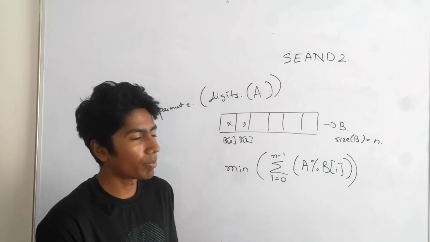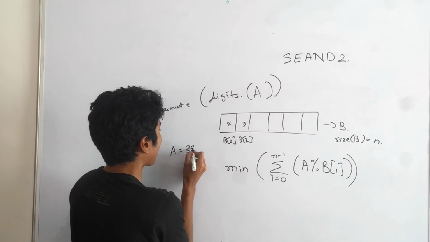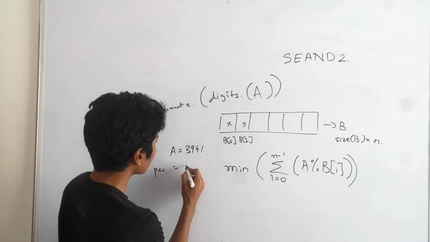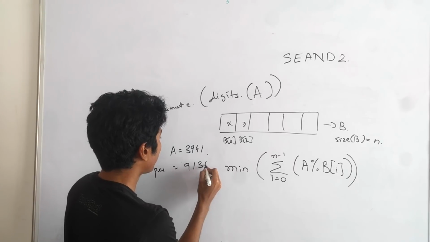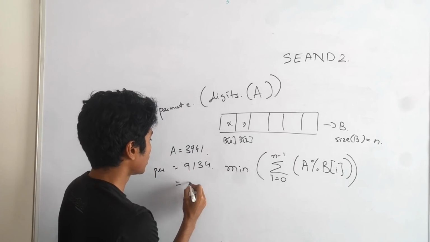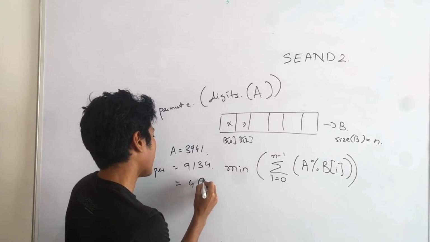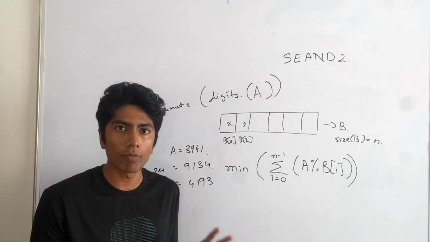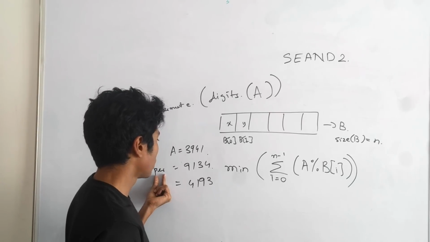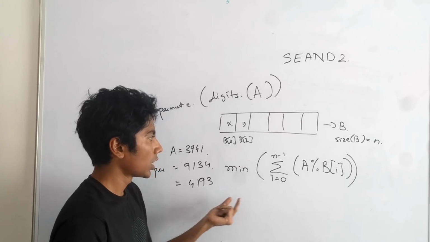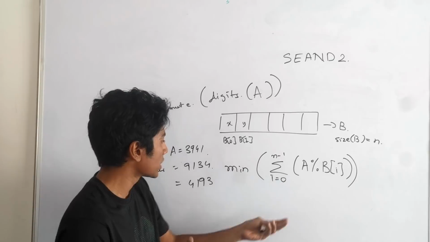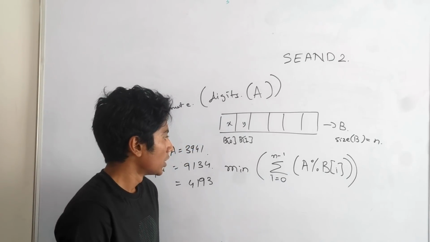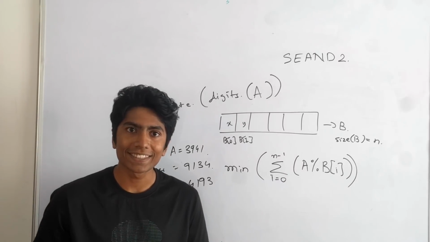For example, let's take A to be 3941. Then a valid permutation of its digits is going to be 9134. Another valid permutation is 4193. All these permutations are valid. You need to just print out the permutation which, according to you, reduces this quantity as much as you can. All right, so, any ideas?